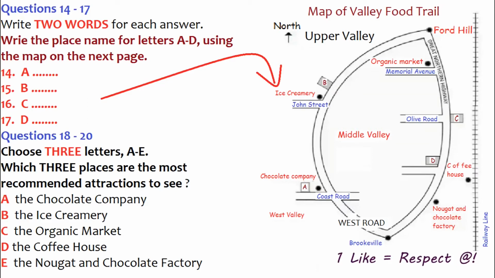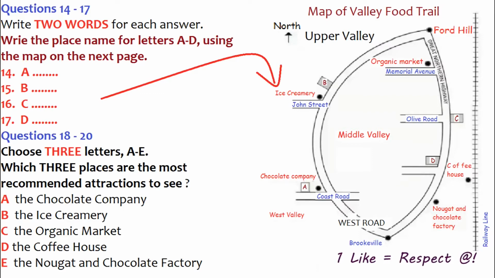If we begin in Brookville and head north towards Upper Valley in a clockwise direction, passing West Valley on West Road, we cross over Coast Road to come to our first place of interest, Magic Coffee. This is not to be confused with the Coffee House, situated opposite on the other side of the valley on the railway line. Magic Coffee is next to the Chocolate Company, which is on the corner. Just past the ice cream shop on the corner of John Street is the fresh produce shop.